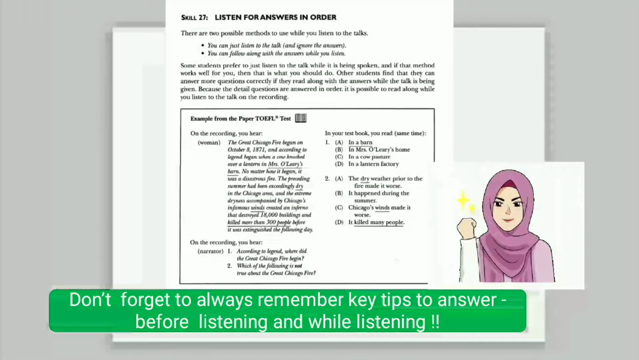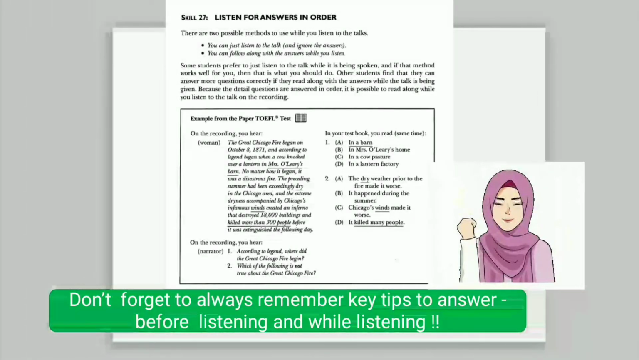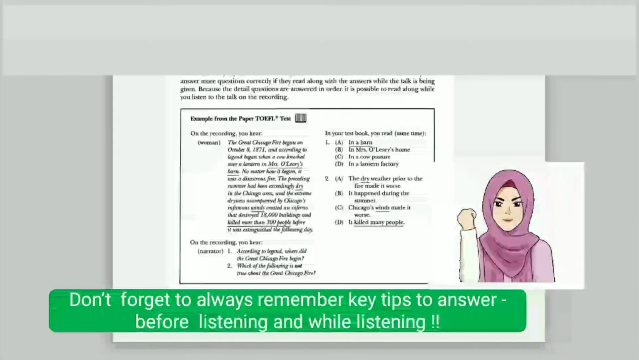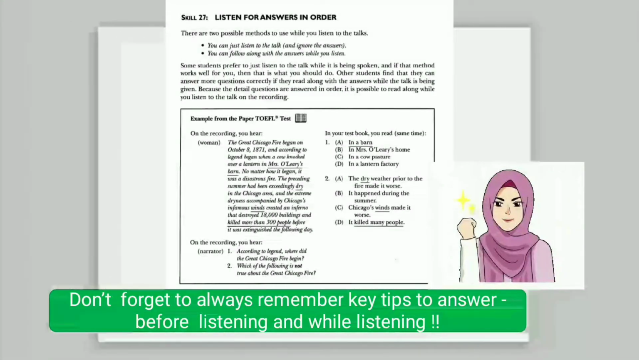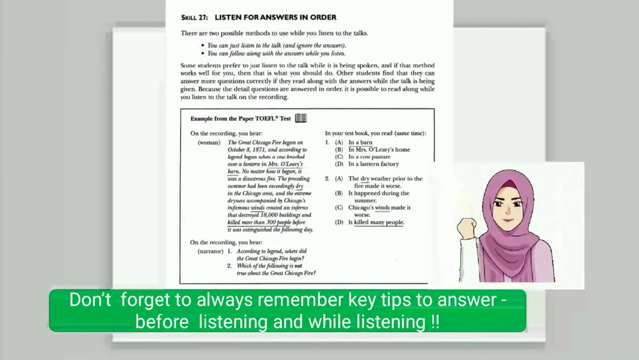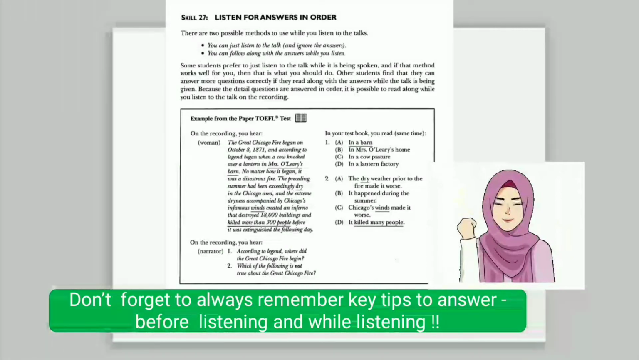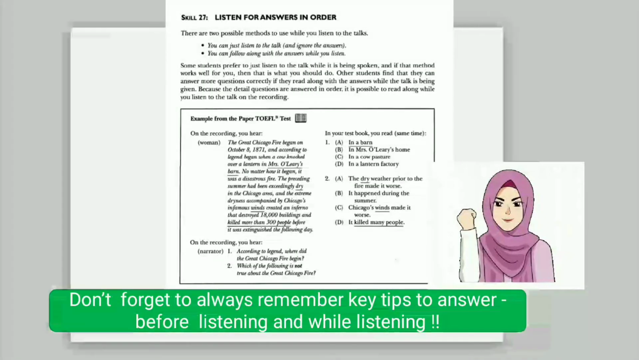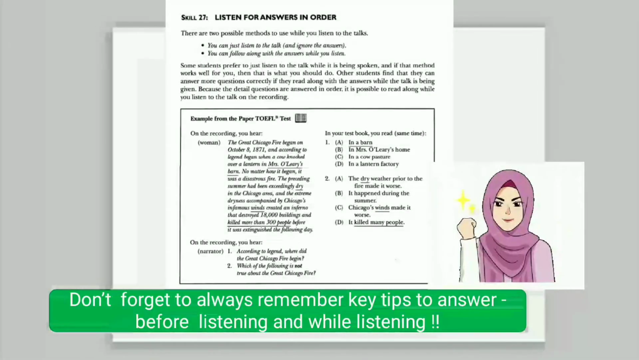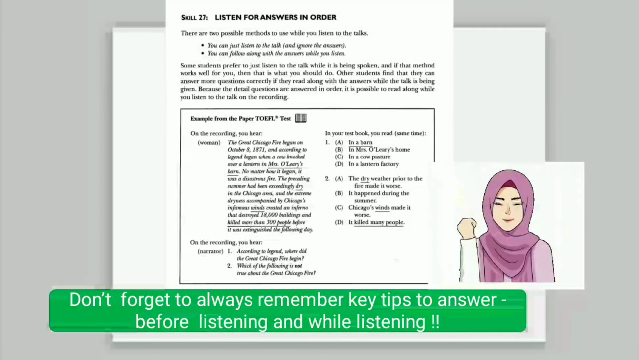Next question is number 2. The narrator will ask you which of the following is not true about the Great Chicago Fire. The best answer for that question is B, because B is the sentence that is not true, and A, C, and D are true. We know that the sentences are true because they are underlined in the paragraph. For example, D, it killed many people. In the paragraph you can see the fire burned buildings and killed more than 300 people. So the best answer for that question is B. It happened during the summer.